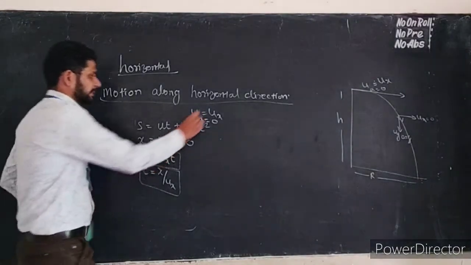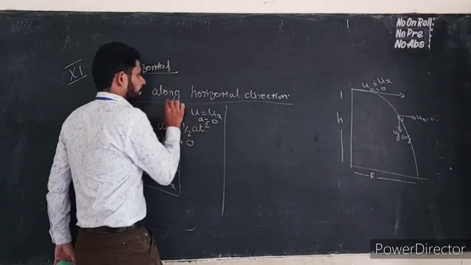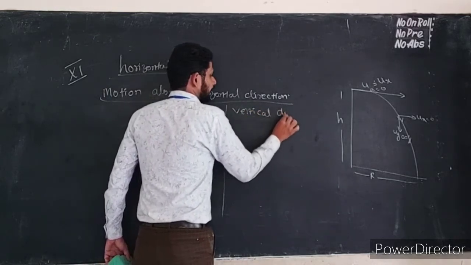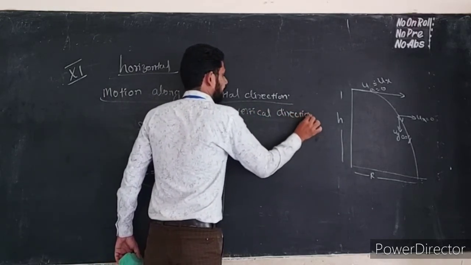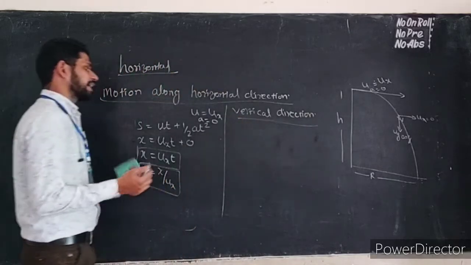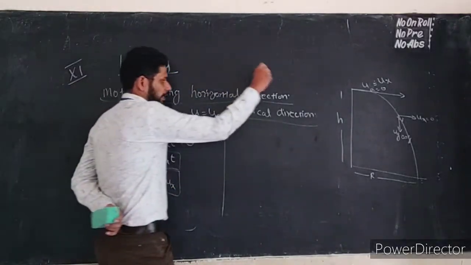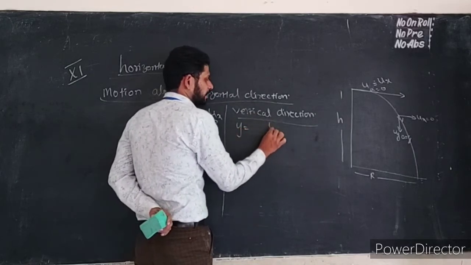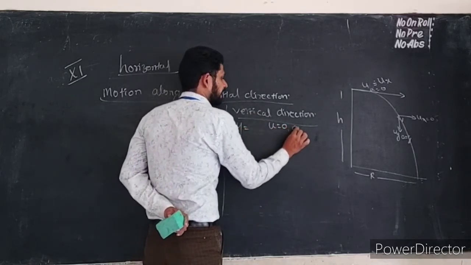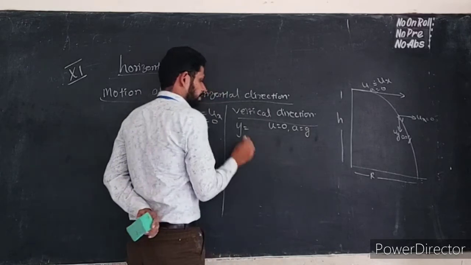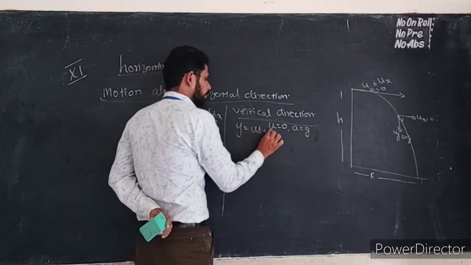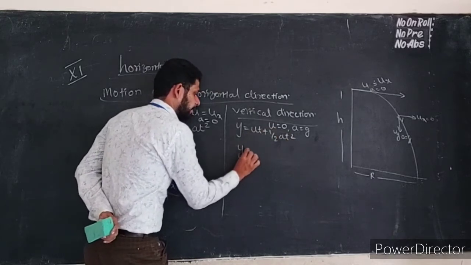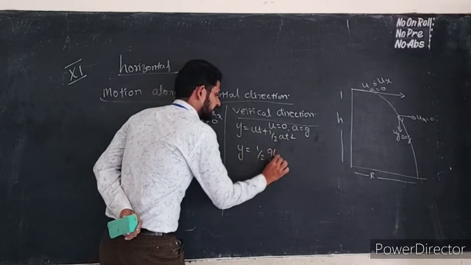The second one, motion along vertical direction. So what will happen in the motion along the vertical direction? Y we have to take, right? The y will be equal to, here initial velocity u will become 0, a will become g, under gravity. So y equals ut plus half at squared. u will become 0, then y equals half gt squared.